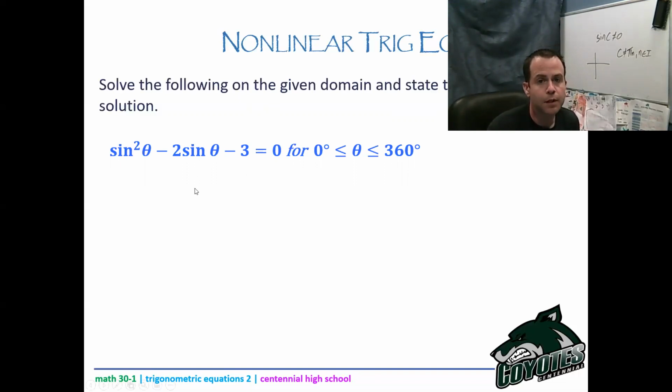So for the first one, sine squared theta minus 2 sine theta minus 3 equals 0. Now, again, just take a step back. It looks a little intimidating, but I just want you to see it's a quadratic.